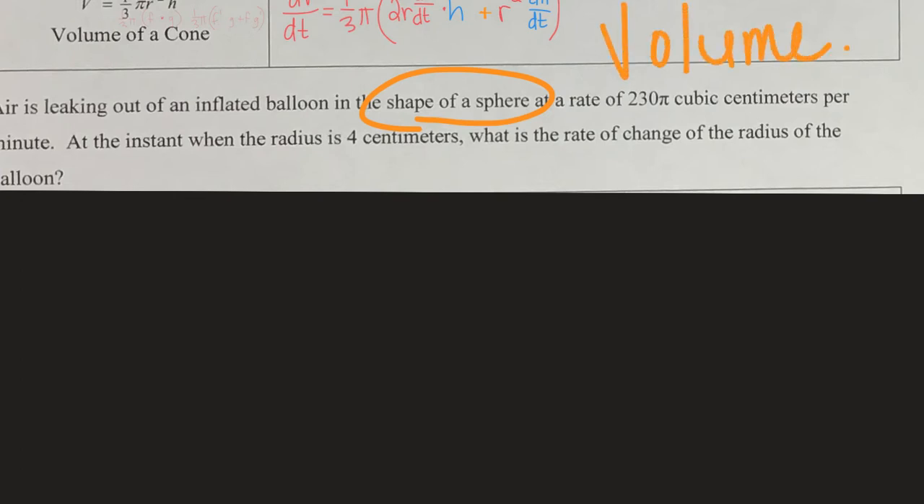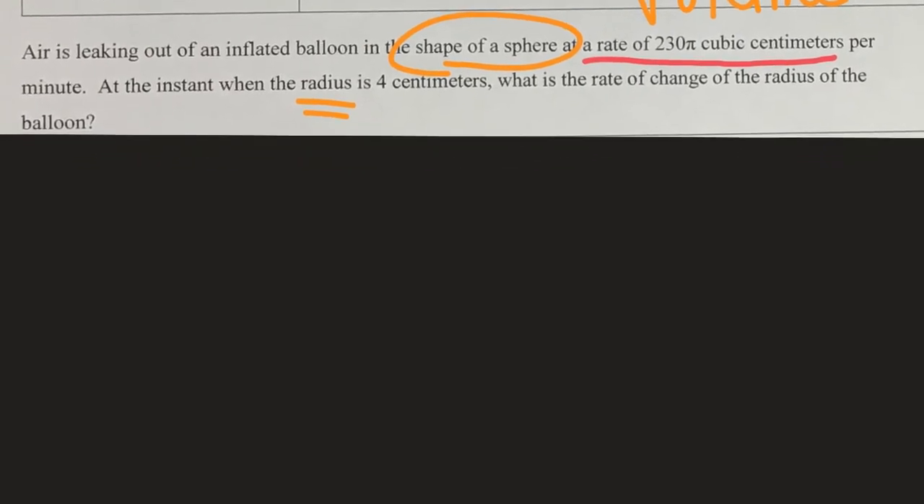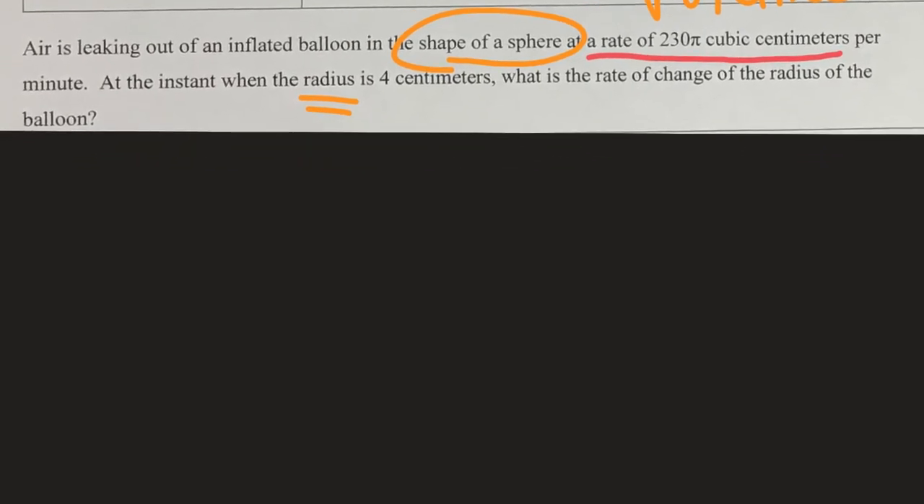Okay, volume. The instant the radius is 4, oh, this is the rate, this is important, underline the rate, at a rate of 230 pi cubic centimeters per minute. Okay, so this is our rate, right? The rate of our volume. So this is our dV dt, the rate that the volume is changing. Okay, air is leaking out. Air represents volume. We know the radius is 4 eventually, so we'll plug that in.